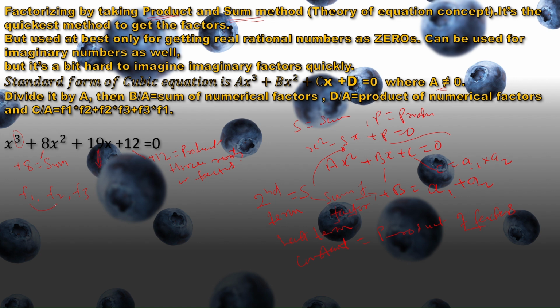So how to get the third term? Simply the product of 2 factors. We can make a combination: f1 into f2 plus f1 into f3 plus f2 into f3. So the third term is the sum of the product of 2 factors at a time. This is the sum of factors, this is the sum of the product of 2 factors at a time, and this is the product of all 3 factors. This method can be applied to any order of equation.